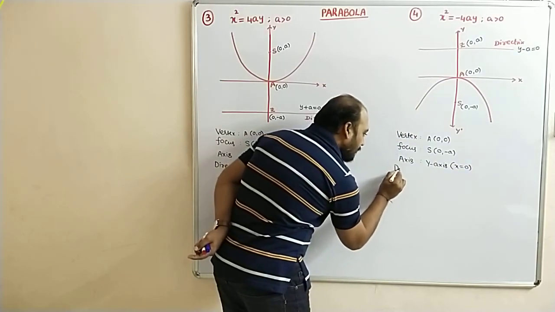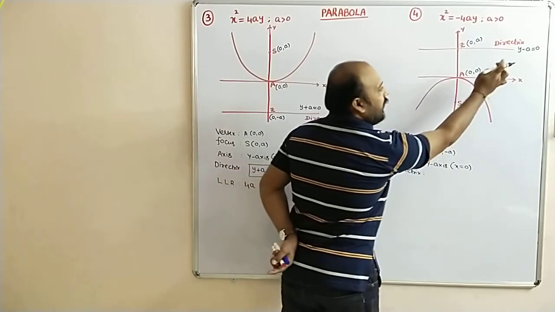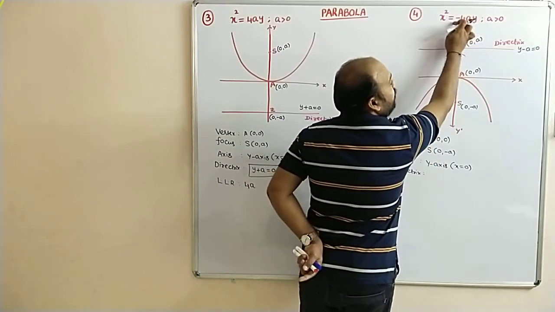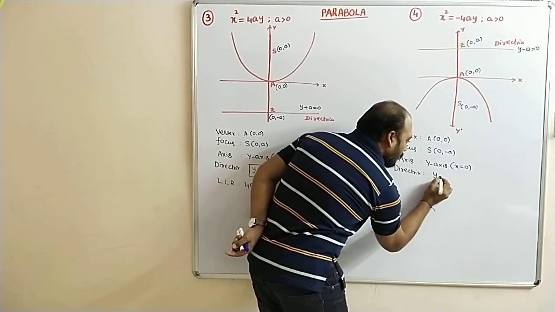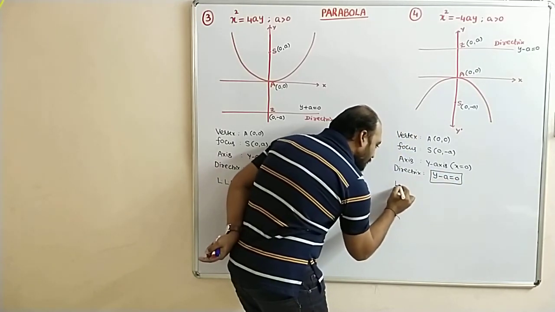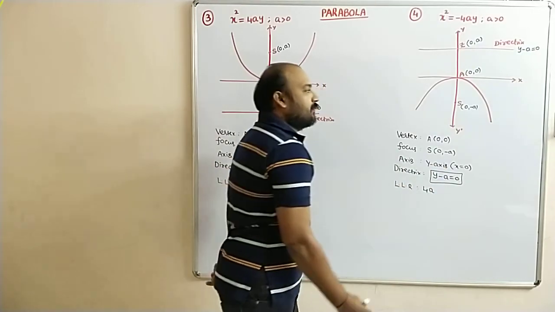And equation of directrix. Directrix: y minus a equal to 0. Here you remove 4, only y minus a. y minus a equal to 0. And the length of latus rectum, LLR, is equal to 4a.